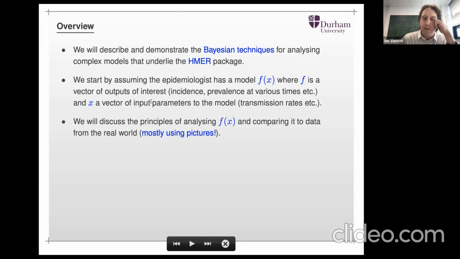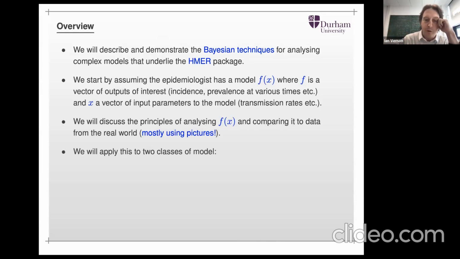Anyway, we're going to discuss the principles of analyzing that function and comparing it to data from the real world. But I'm going to try and do most of these principles just using pictures. So there's going to be lots of plots so we get onto the same page. I was told there's quite a spread of ages in the room. So my apologies if I start at a low level and you're already on top of this. But hopefully we'll just gather everyone up and walk them all along together.